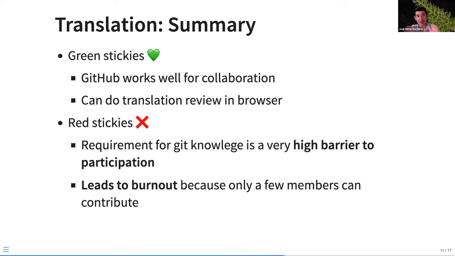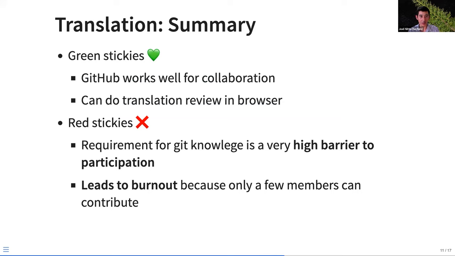So just to summarize this little section on translation, I would say some of the green stickies, the good points, are that GitHub works well for collaboration, because that's what it's designed to do. And it's nice that you can do translation review in the browser. You don't have to install anything or run anything locally.